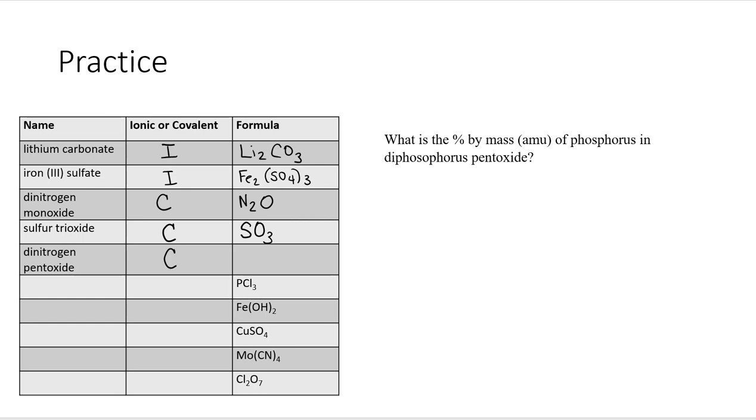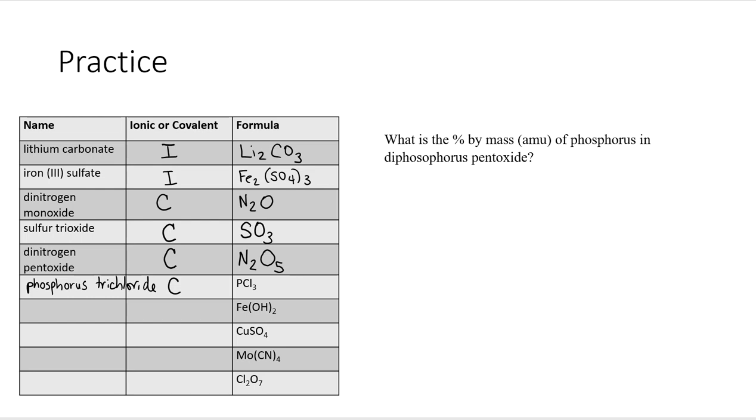Dinitrogen pentoxide is a covalent compound. Nitrogen and oxygen are nonmetals, and it has prefixes. The prefix of di becomes a subscript of 2, and then the prefix of pent becomes a subscript of 5. PCl3 is a covalent compound because phosphorus and chlorine are both nonmetals. This is phosphorus. The subscript of 1 on the first element doesn't get a prefix, and then that subscript of 3 becomes a prefix of tri. So that is phosphorus trichloride.